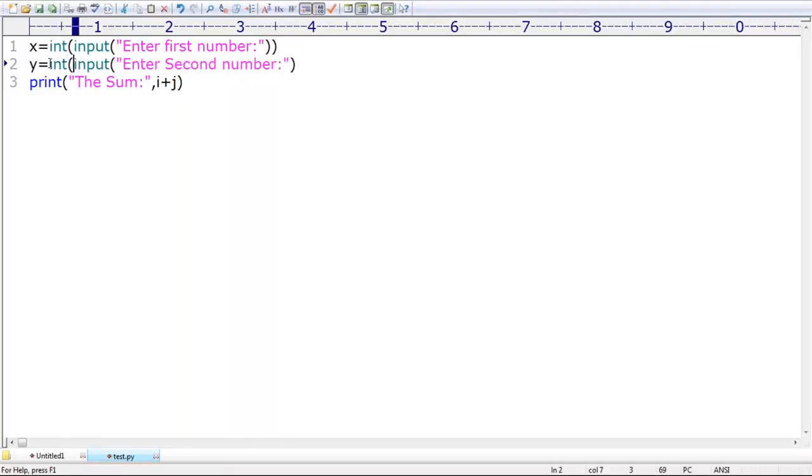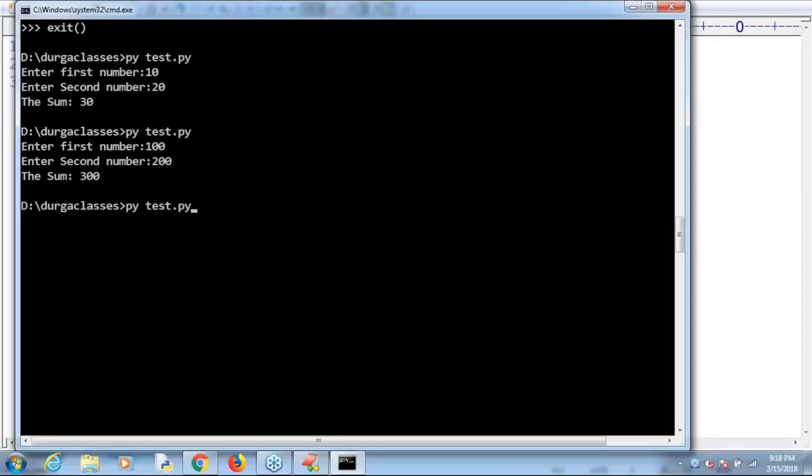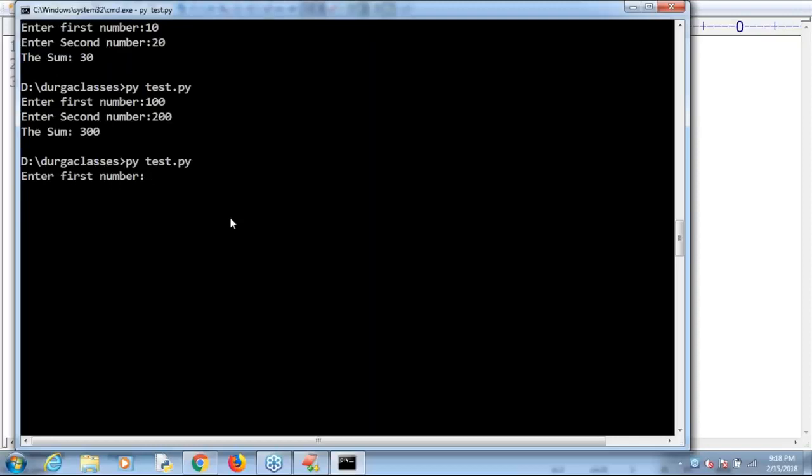The sum is x plus y. Is it valid or not? Yes. Enter first number 23, enter second number 32. Then automatically the sum, 55, you are going to get by default. Clear, right? Are you able to understand?